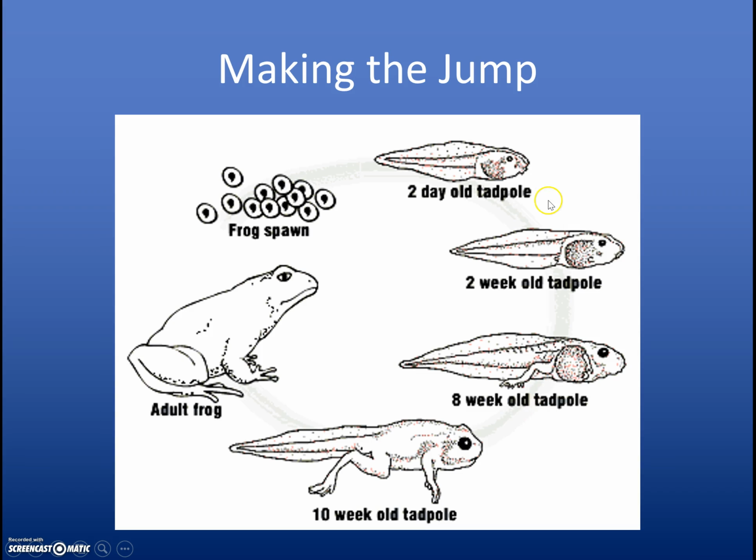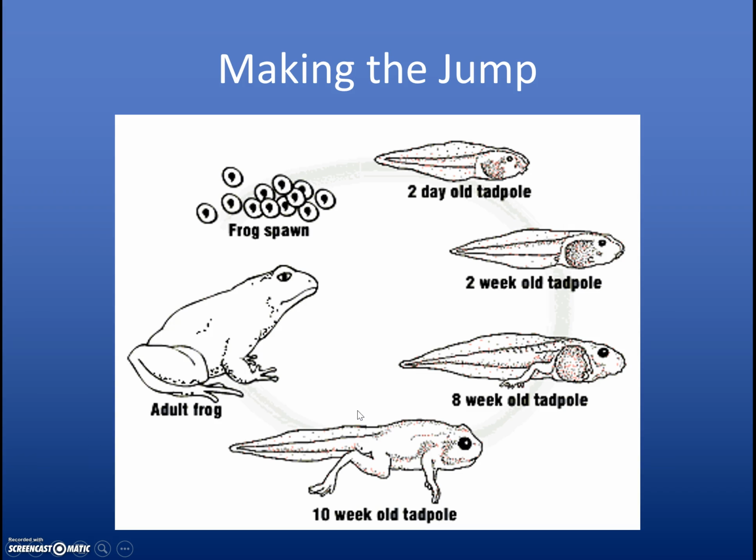But let me go back here to point out that in the 2-day-old tadpole, we actually do see gills here, which helps it to breathe while it's in water. Now, once we leave the 8-week-old tadpole, we get into the 10-week-old tadpole, and then it continues to grow into a full adult frog. Now, that actually has lungs. So the tadpole has gills, and the adult frog has lungs.